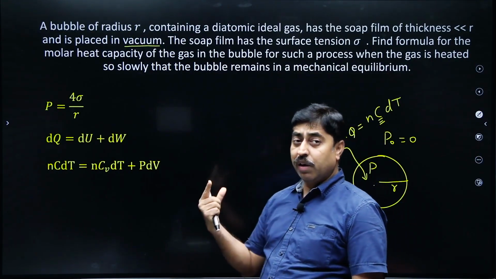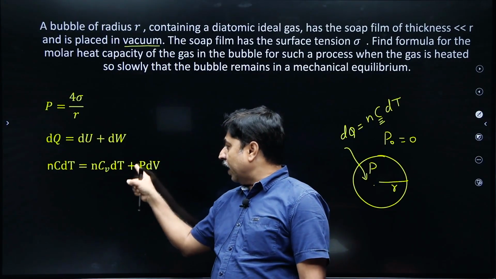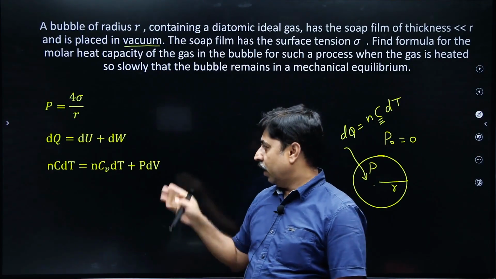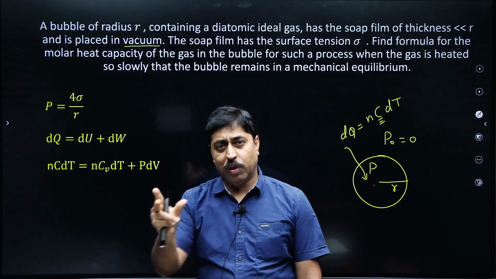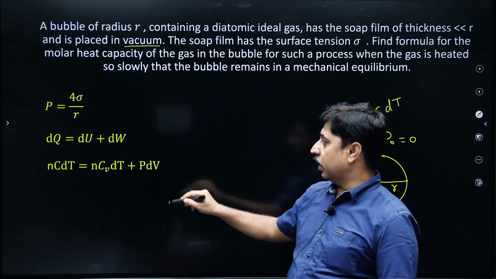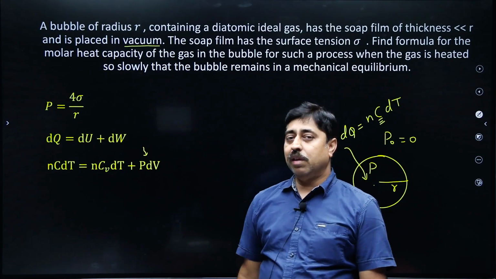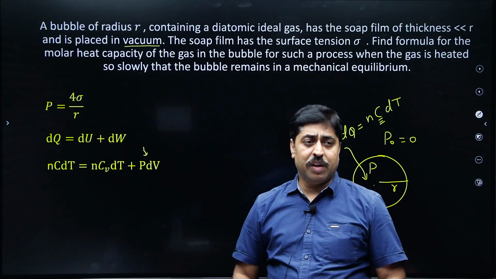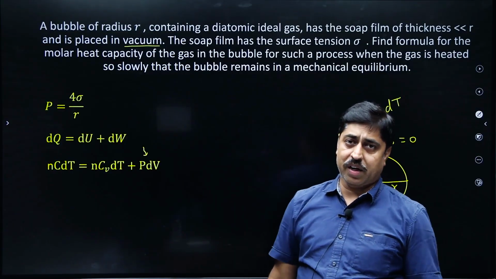Now what we do in any question, we try to express this in terms of change in temperature. If dT cancels out, you get the value of C for a specific process. So the most critical thing is to manipulate this term to express it in terms of dT, change in temperature, and there is a fix right now.